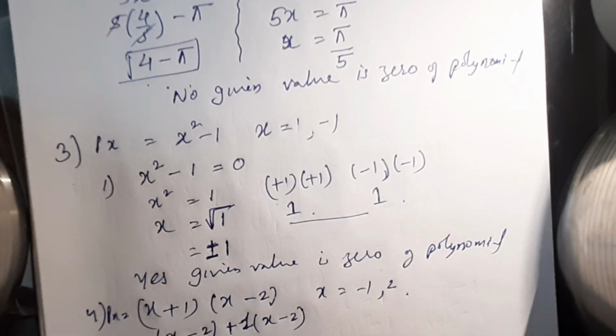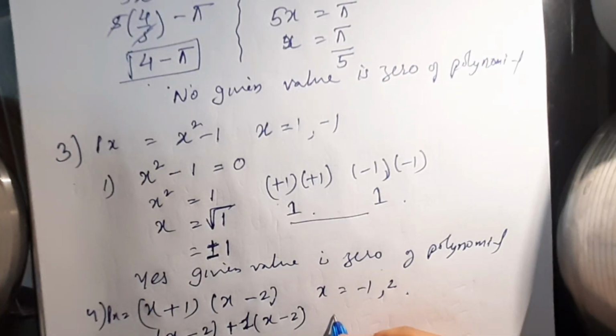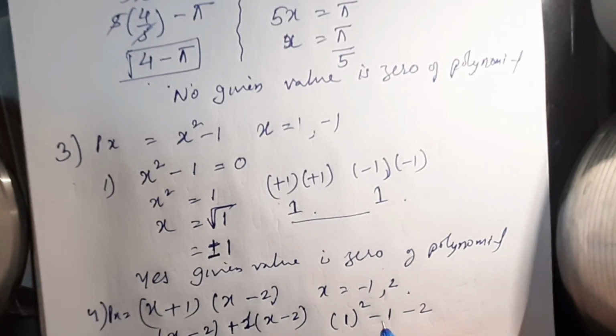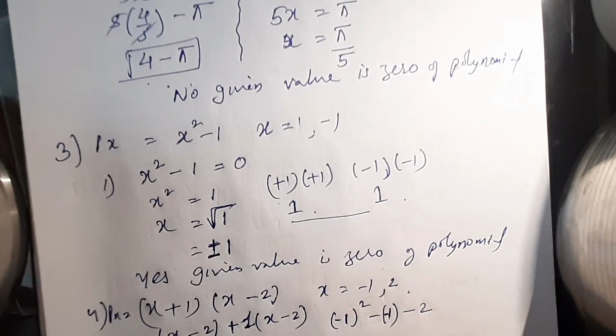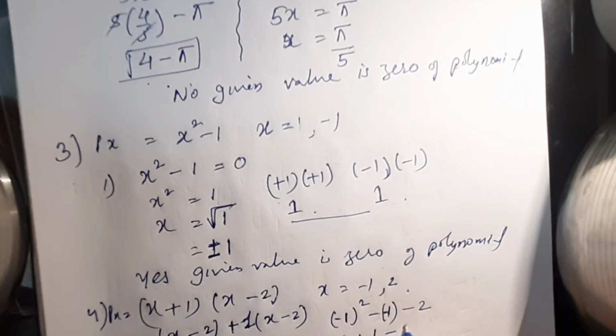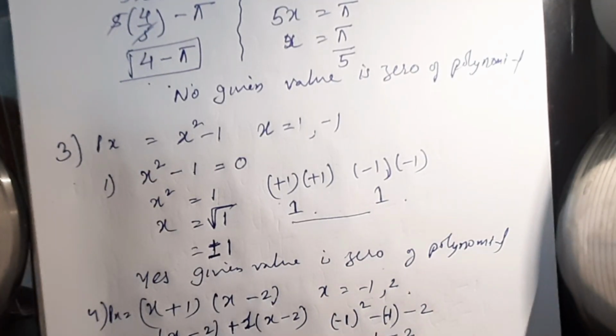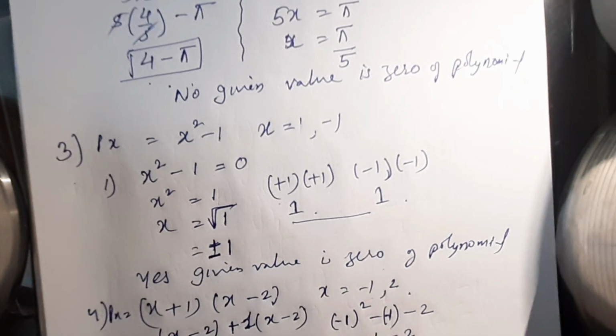We need to replace x in this equation once with 1. So I am replacing x with 1. So it's given minus 1. 1 square is 1, minus 1, minus 2. Plus 2 minus 2, they get cancelled. The answer is 0. So yes, it is the 0 of the polynomial.